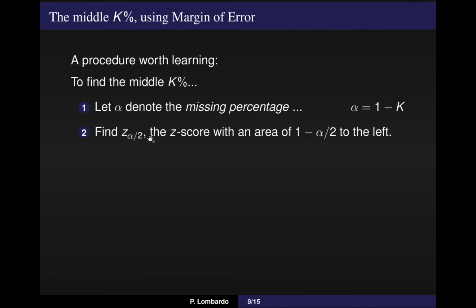Find z alpha over 2. So this is a z-score with a particular area to the left. Now, the reason we're focusing on the left is so we can use our norm.s.inverse to compute this z-score. Essentially, it's the z-score that has alpha over 2 in a right-hand tail. Once you use norm.s.inverse to compute this z alpha over 2, you can compute this margin of error. And that's really just the special z-score, which we'll eventually call a critical value, times the standard deviation of the normal distribution.